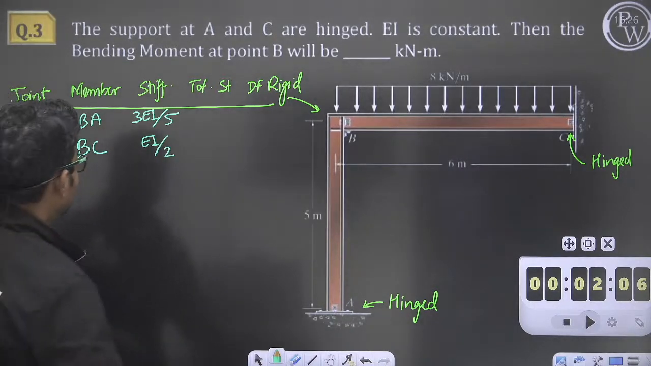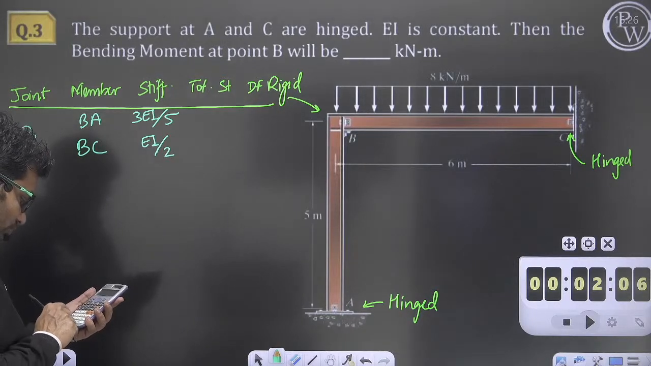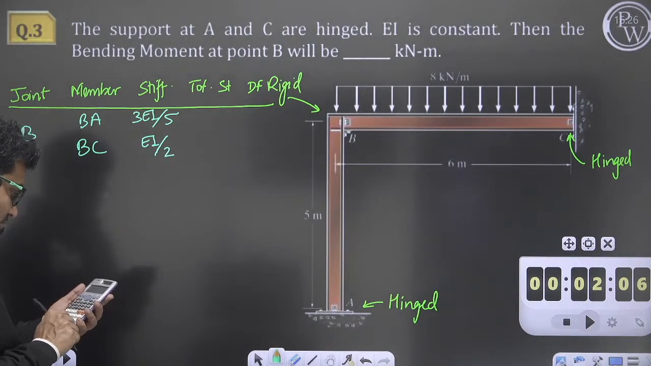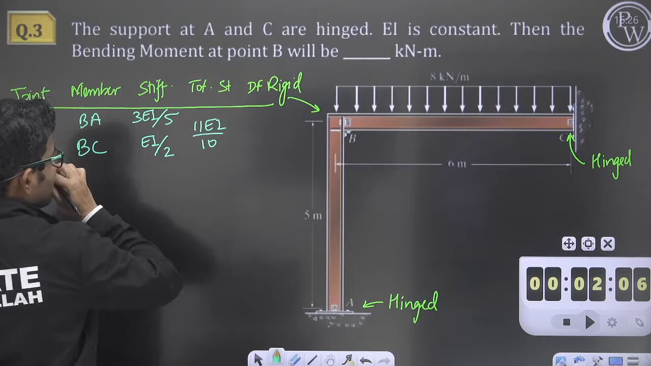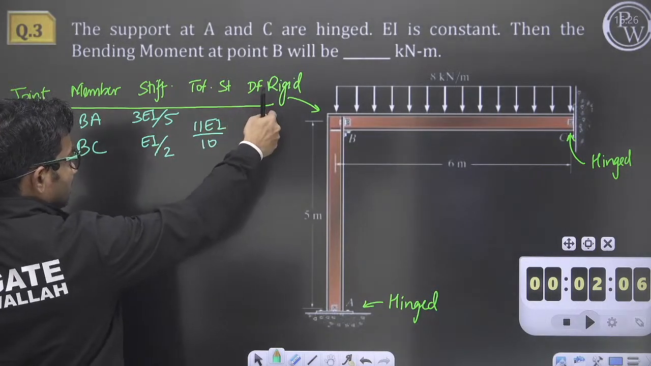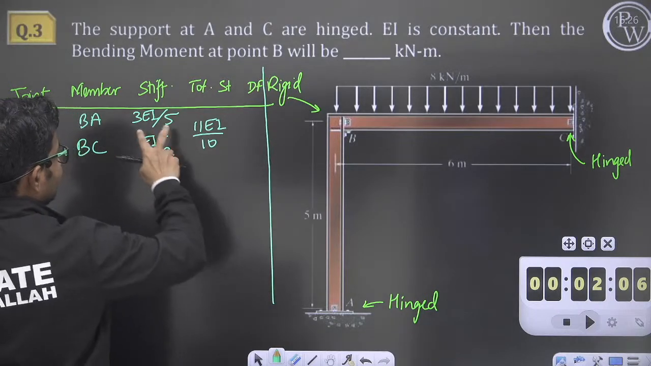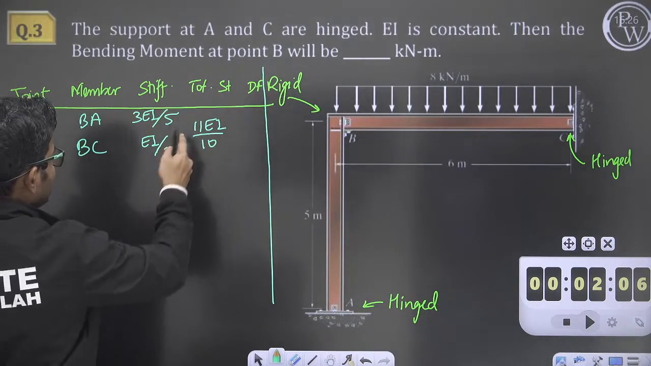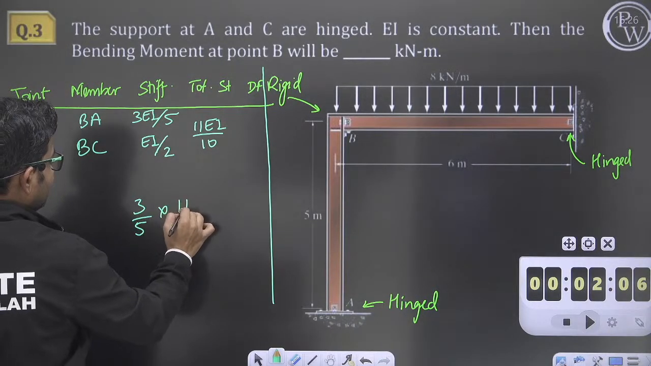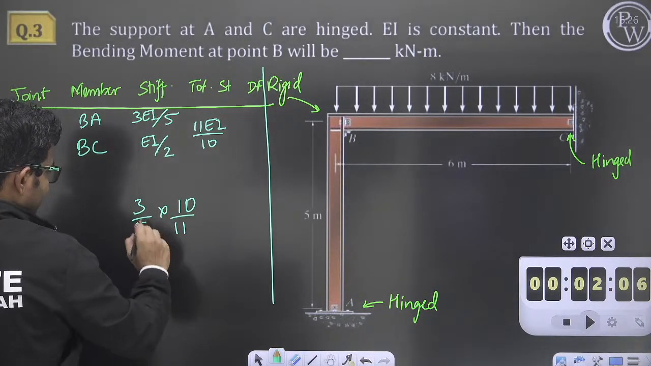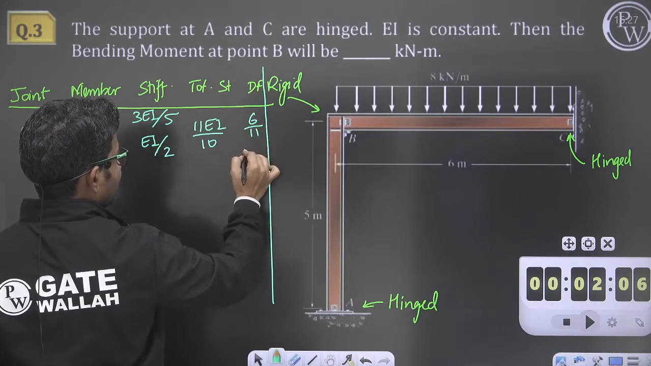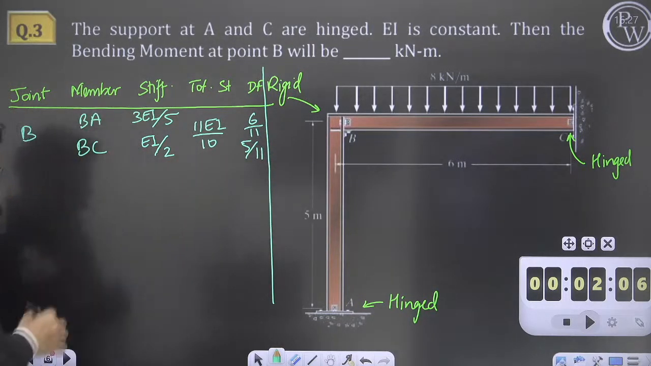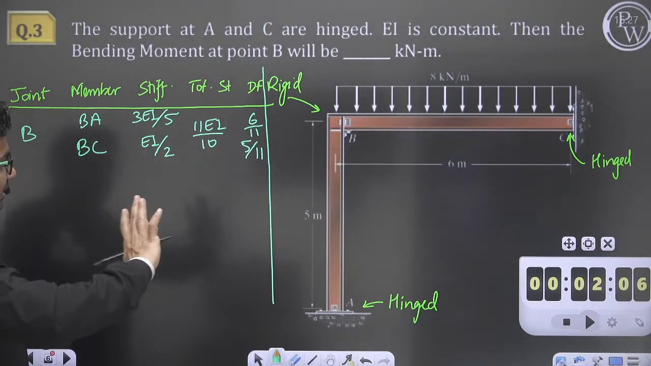So if I add them both, what will I get? 3 by 5 plus 1 by 2, I'll get 11 by 10, so 11EI by 10. Distribution factor will be stiffness divided by total stiffness. So 3 by 5 into 10 by 11, I will get 6 by 11. Here I will get a distribution factor of 6 by 11, and here 5 by 11. Is there any problem in the distribution factors? Distribution factor is clear. Okay, so now we have got the distribution factors.